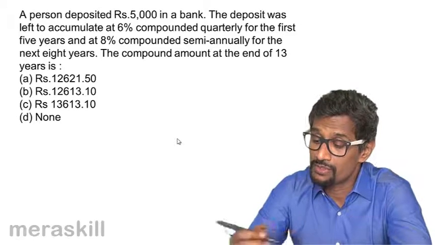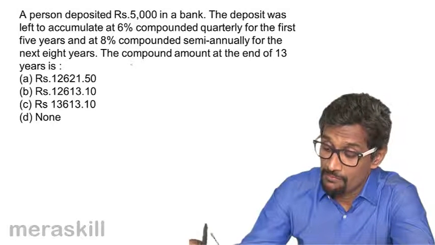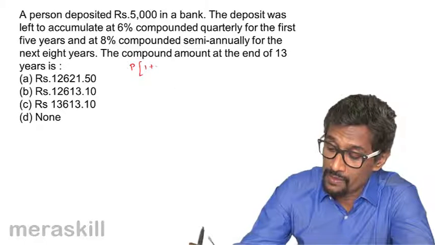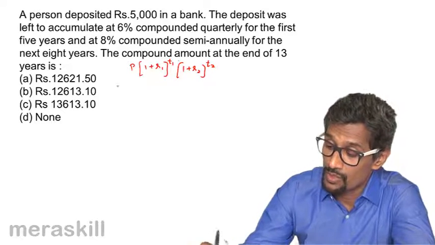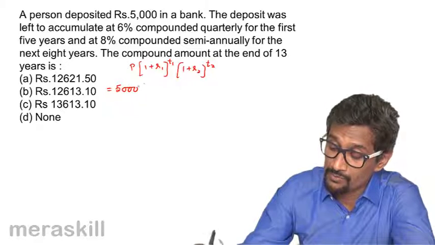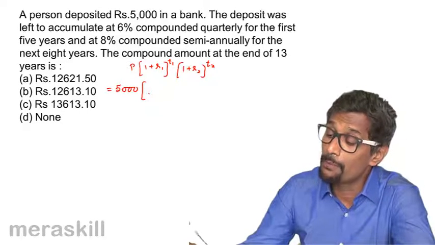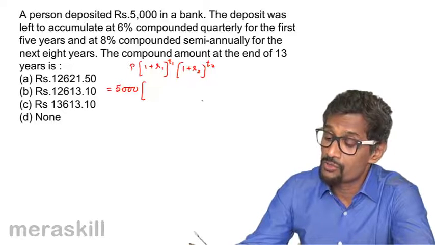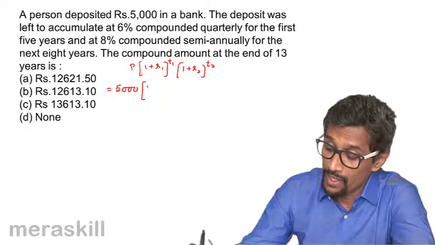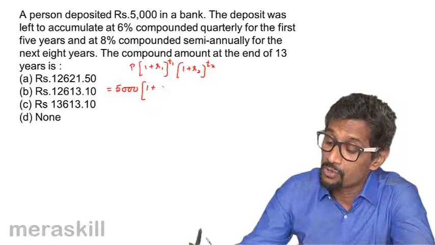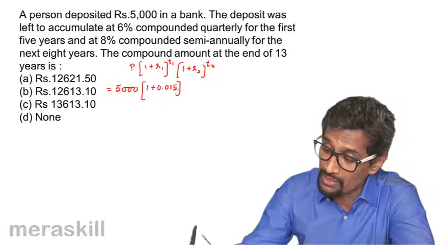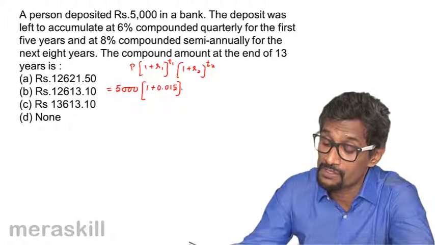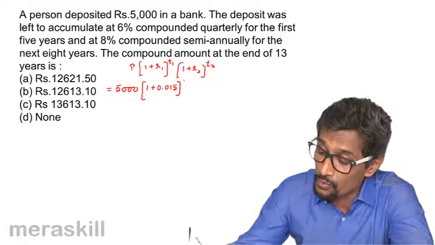So here the deposit is 5,000, so it's going to be P into 1 plus R1 raised to T1 into 1 plus R2 raised to T2. So it's 5,000 left at 6% compounded quarterly. So 1 plus 0.06 by 4, which is 0.015 quarterly for the first 5 years. So in the first 5 years, there will be 5 into 4, 20 quarters.